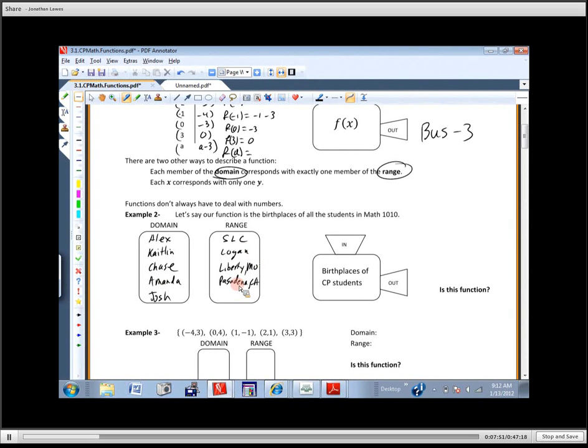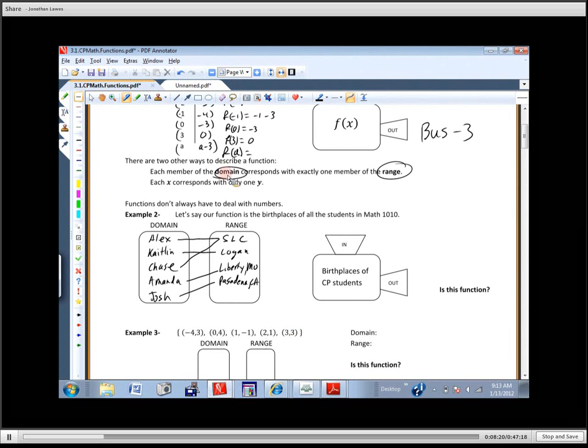Okay? So we can do what's called a mapping. We can say, well, Alex corresponds to Salt Lake City. Caitlin corresponds to Logan. What does Chase correspond to? Salt Lake City. So I'm going to draw a line right here. Some people may say that doesn't quite look right, but we'll go with it. Amanda, Liberty, Missouri, and Josh, Pasadena, California. Now my question for you is, is this a function? Does each member of the domain correspond with exactly one member of the range? Yeah, okay.